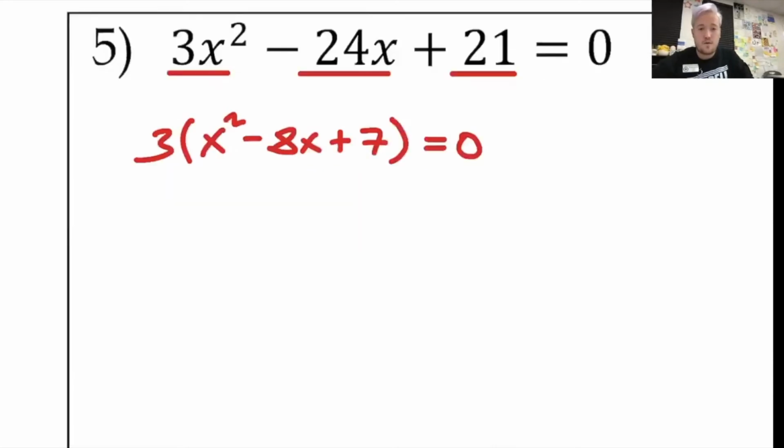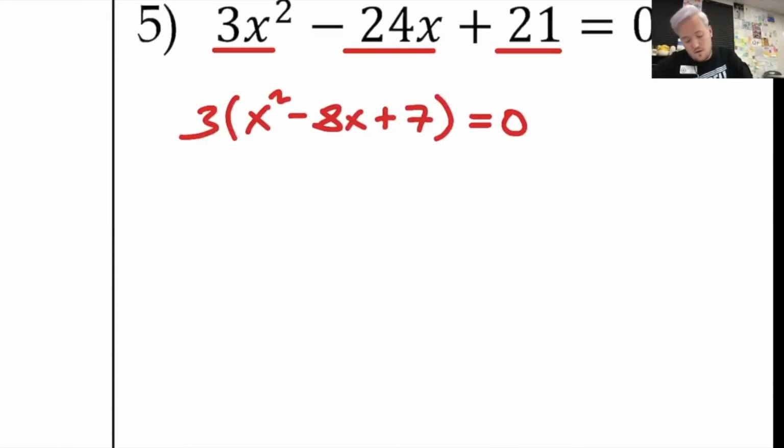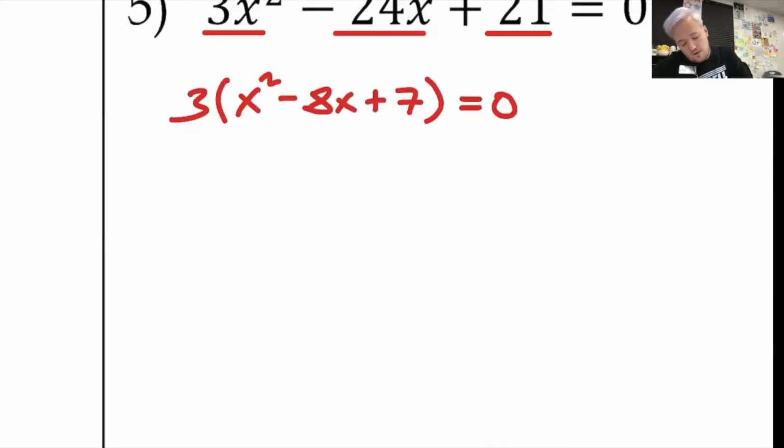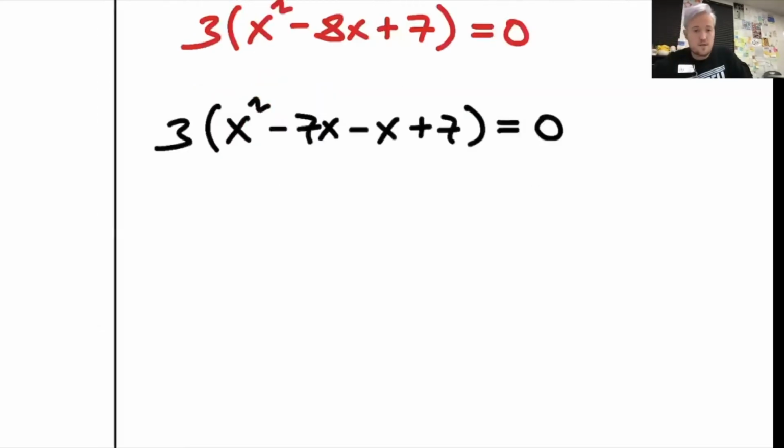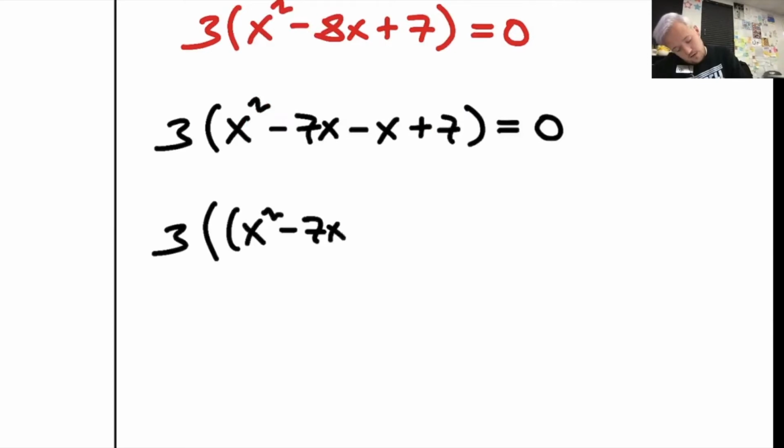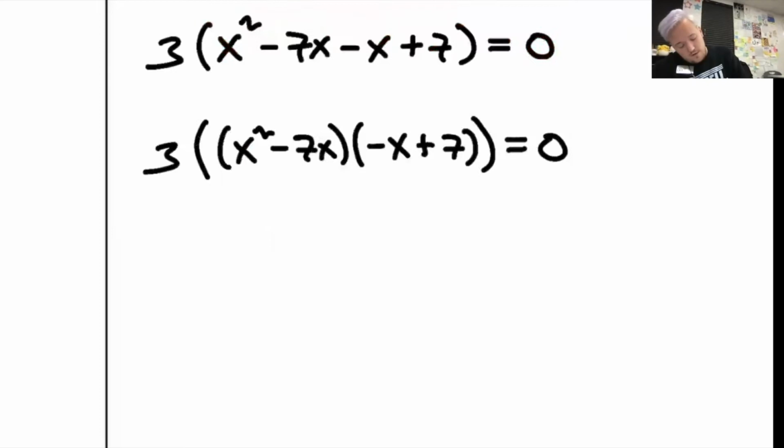Now what I'm going to do next is factor the part inside the parentheses. So I'm going to go ahead and do my grouping. When you do your grouping, you're going to have x squared. I'm going to skip a few steps and transition into this. So you're going to have minus 7x minus x plus 7. Then you're going to do your grouping. x squared minus 7x minus x plus 7 equals 0. I'm going to do my GCF.